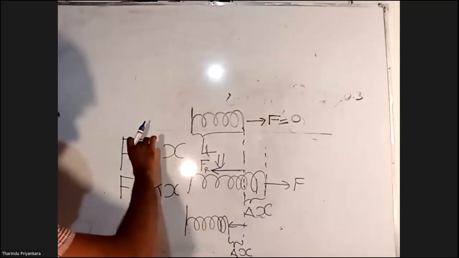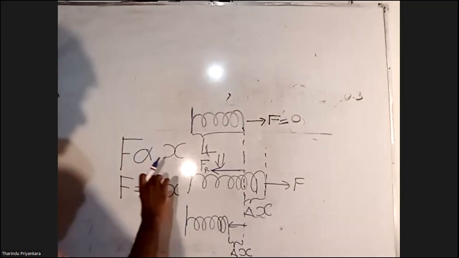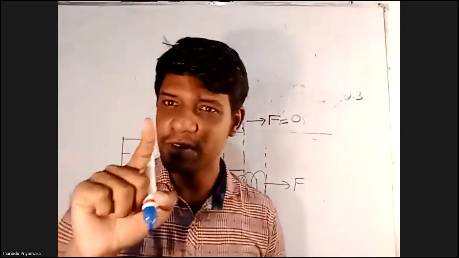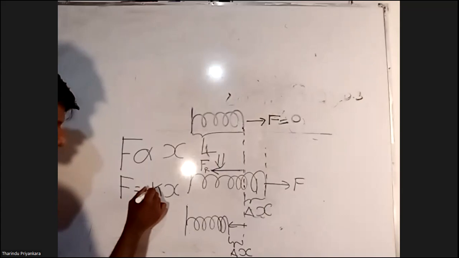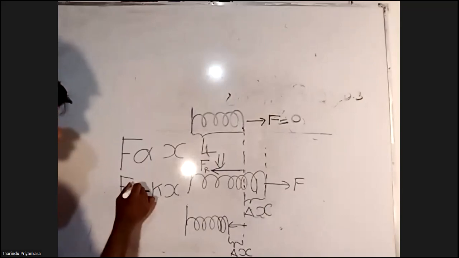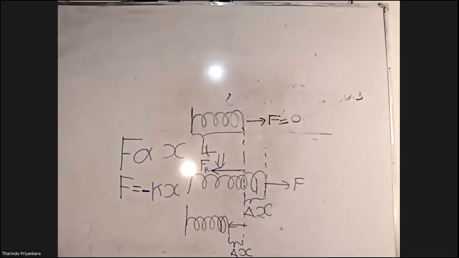So to remove this proportionality and make it an equation, you have to put a proportionality constant, and I have to put another important point here. That is the negative sign. You might be worrying why it is negative. Why is it negative?